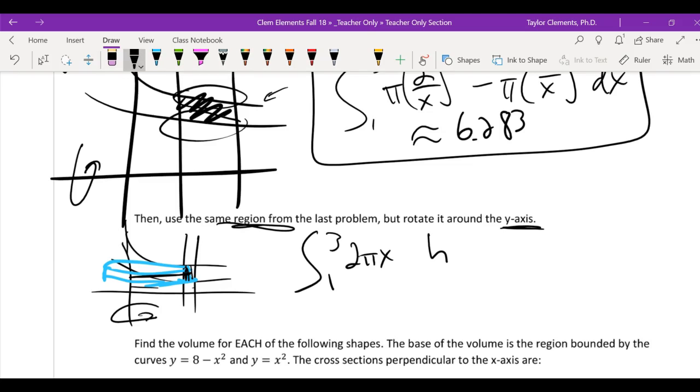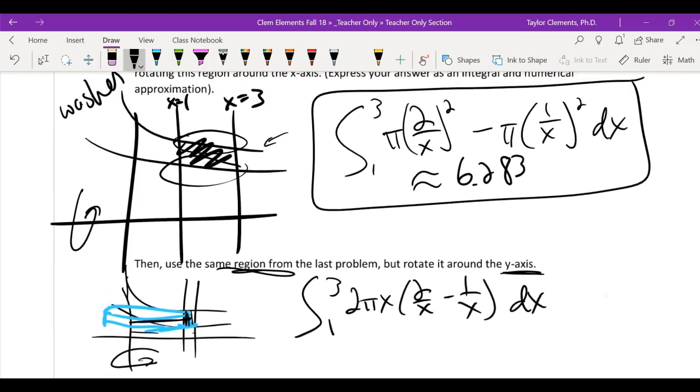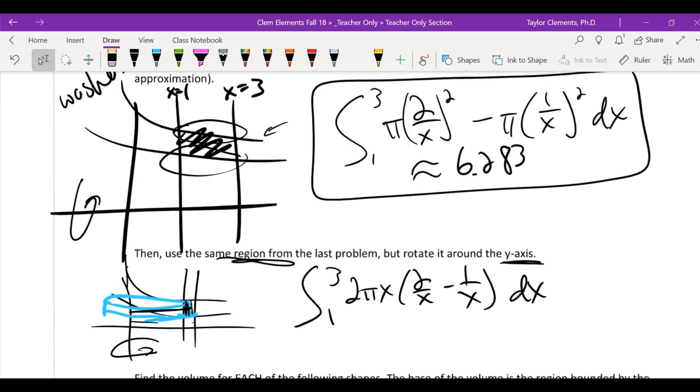The top one, let's see if I can do it right this time. The top one is 2 over x minus, and the bottom is 1 over x. So 2 pi r times the height dx from 1 to 3. All right.